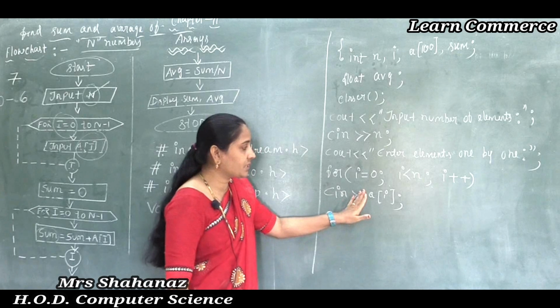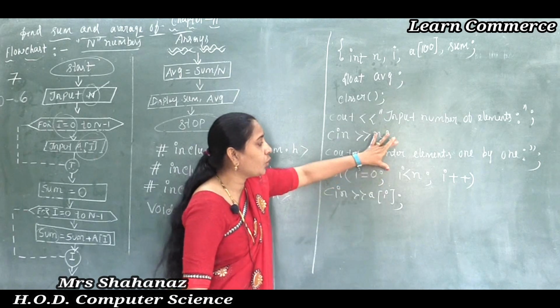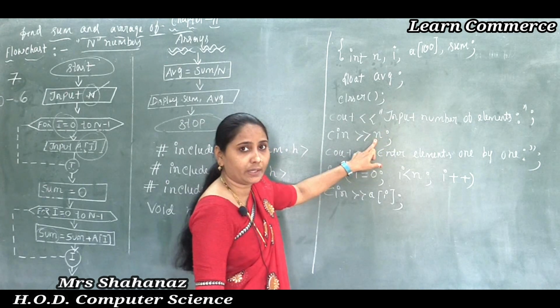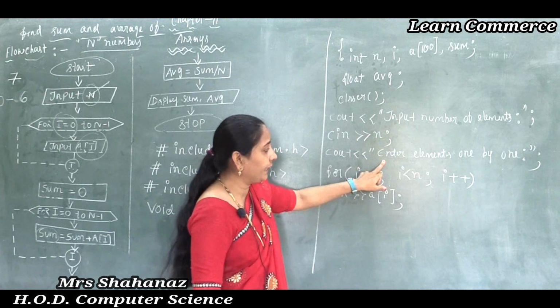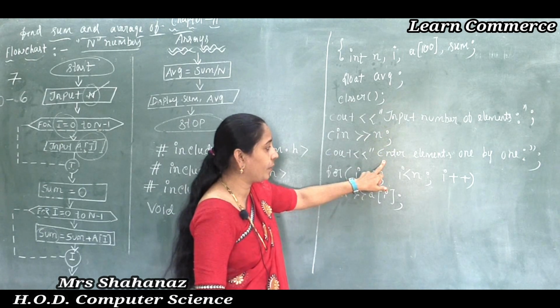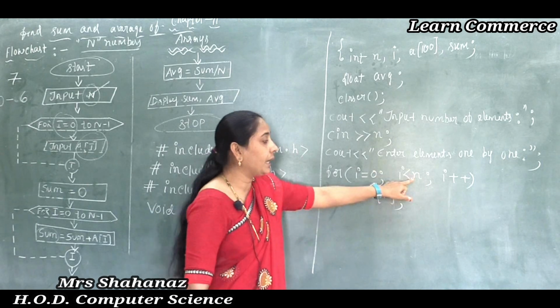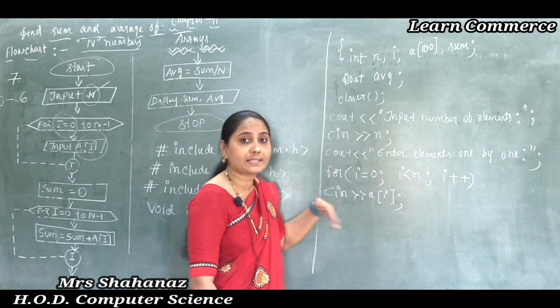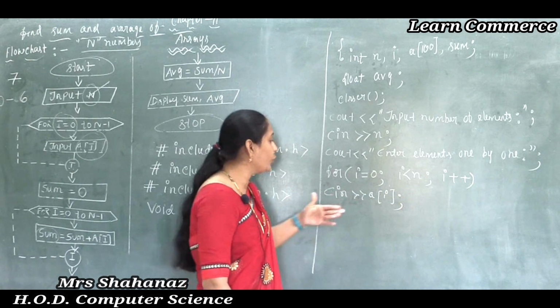So this is about the first point here. First it is going to display input number of elements, then you need to enter 6 through the keyboard, then again it is going to display enter elements one by one. So depending on the condition, until the condition is no longer satisfied, it keeps accepting values through the keyboard.